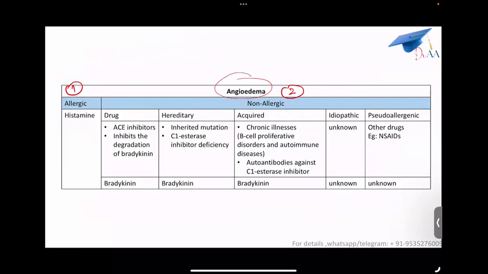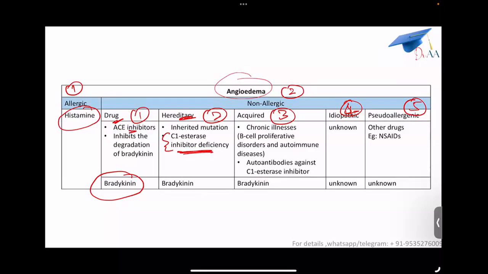Angioedema is broadly classified into allergic and non-allergic. Allergic is histamine mediated. Non-allergic is again classified into five different types. For example, drug-induced. Drug-induced might be because of ACE inhibitors. Most of the time when we call it drug-induced, it will be an ACE inhibitor which is causing it. It is bradykinin mediated. Hereditary: they have a gene mutation which causes C1 esterase inhibitor deficiency.